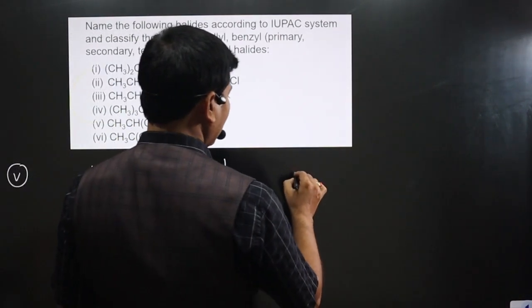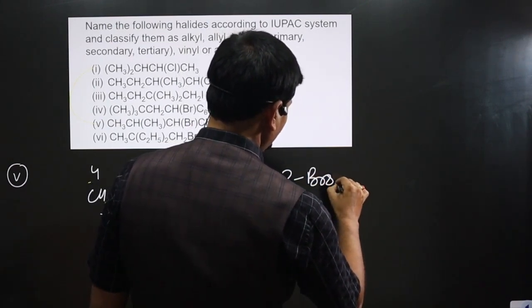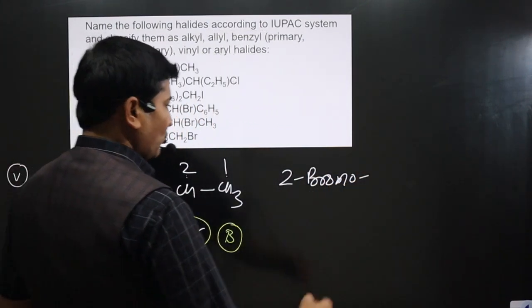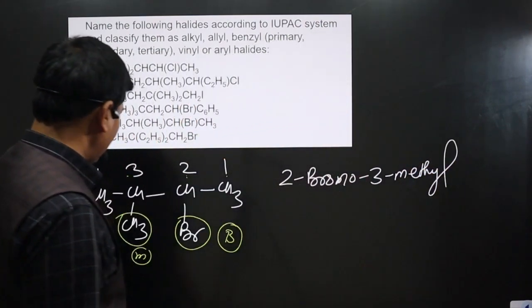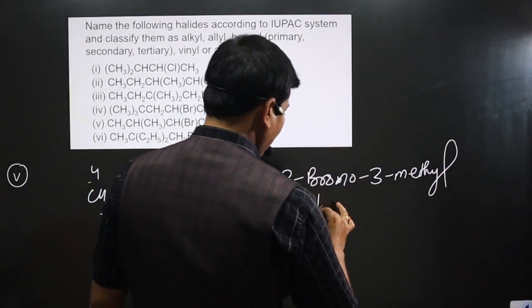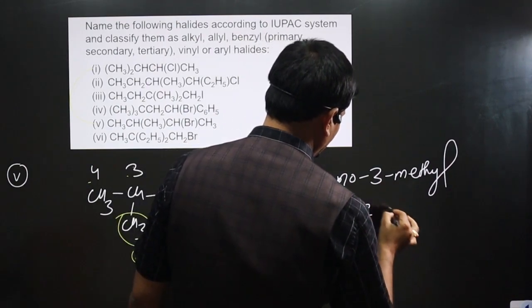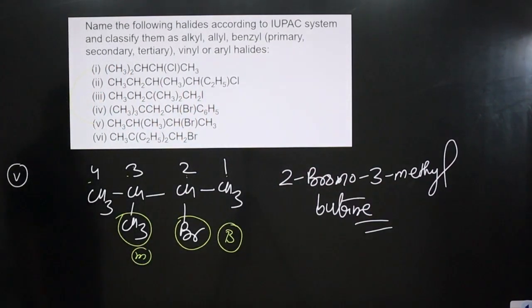So the name we got is 2-bromo, next 3-methyl, and the parent chain has 4 carbons, so we mention butane. 2-bromo-3-methylbutane.